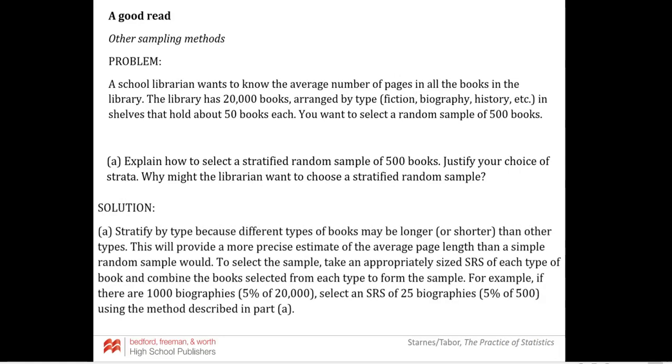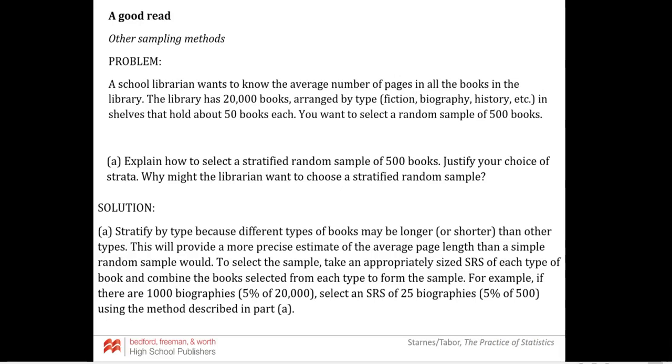Here's what they said. Stratify by type of book, because different books may be shorter or longer. It will provide a more precise estimate. That's what we think stratifying usually does. It's a very good method many times if you can find something that has some similarities. You would take an appropriately sized sample from each group.